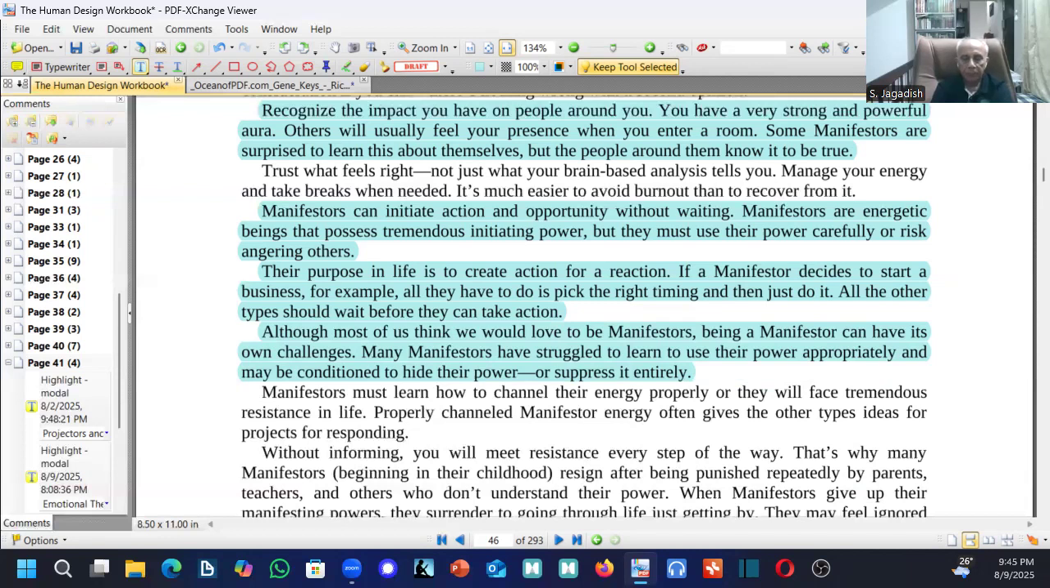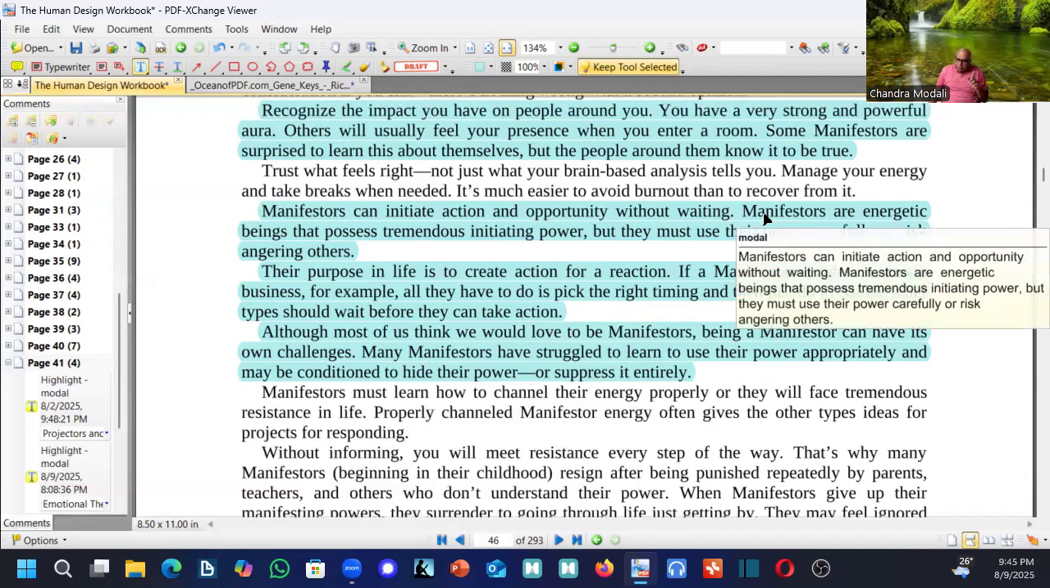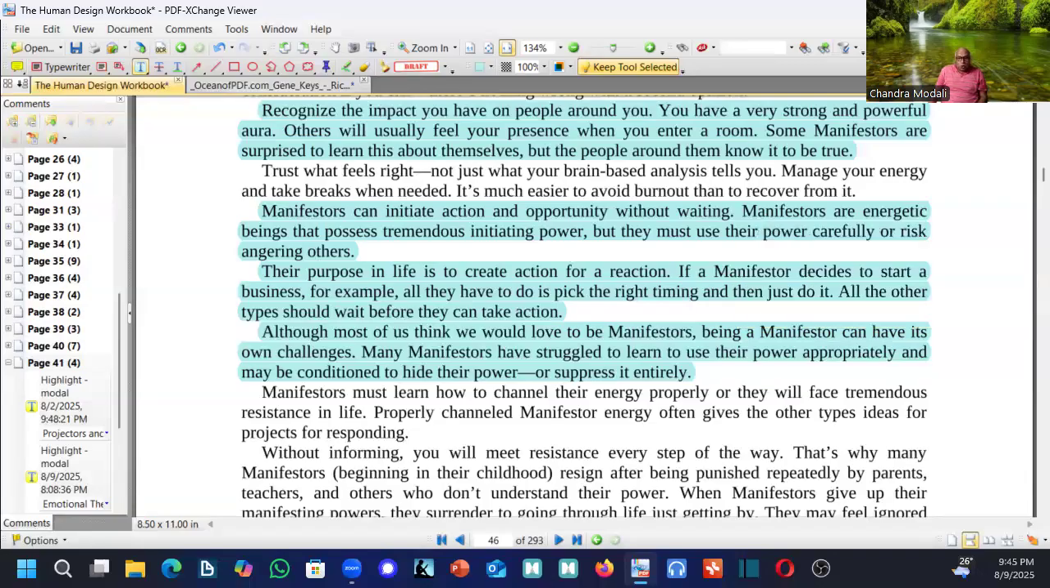Exactly. So knowing who am I is the primary thing. What am I? How am I? All those answers can be found when you create your design. It helps you self-analyze what you are made of. That becomes one of the key objectives of using this. Manifestors must know how to channel their energy properly, or they will face tremendous resistance in life.